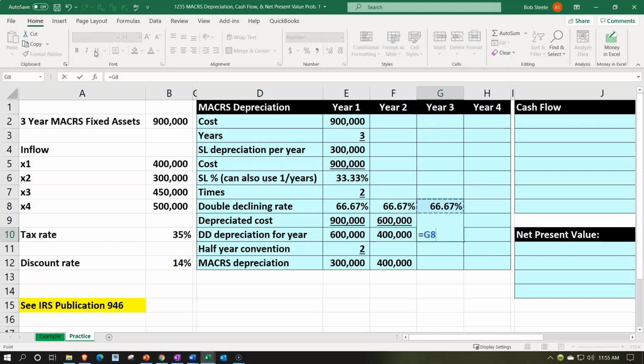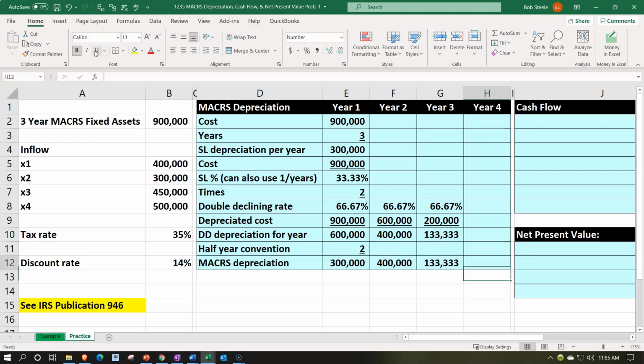Multiplying this out, the 66.666 on forever percent times the 600,000 is the 133,333. There is no half-year convention because this is an entire year, and we'll pick that up. And then the last one in double declining is usually kind of like the plug. So this year is going to be whatever it needs to be to bring us back basically to zero.